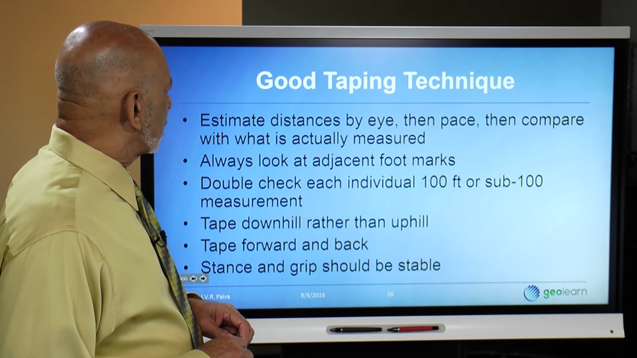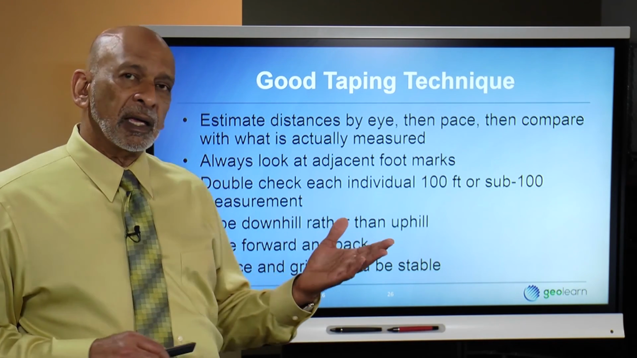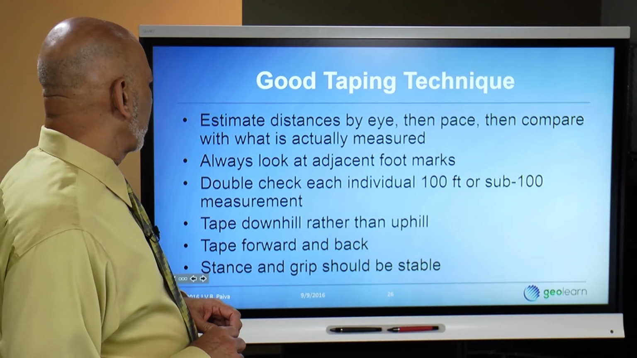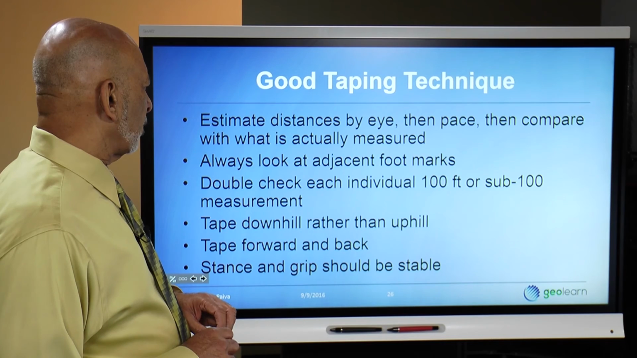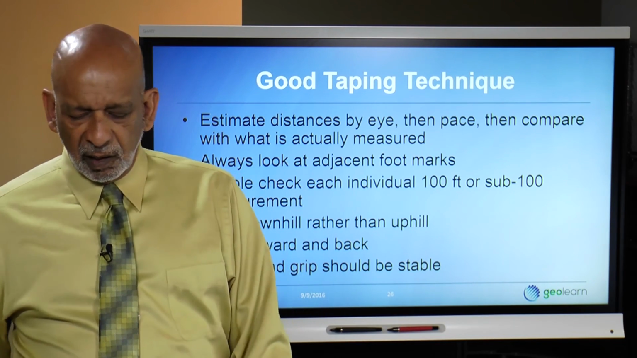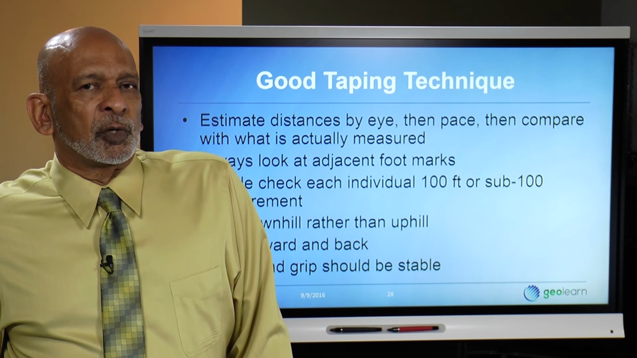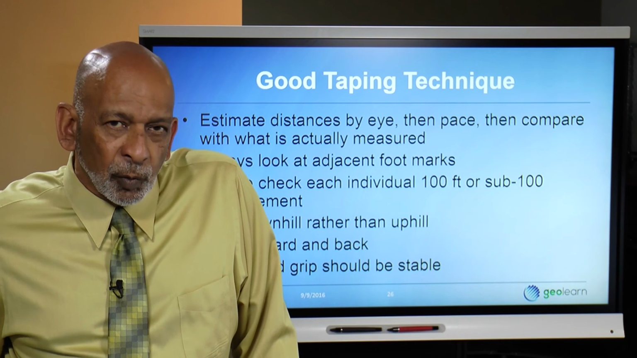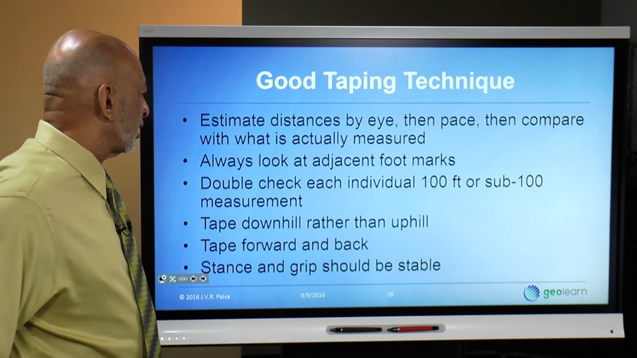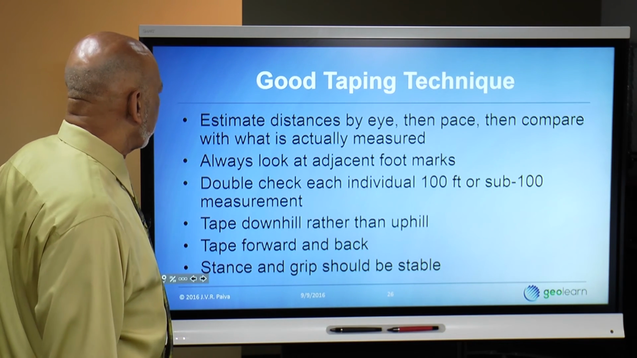The other is if you're taping, or even if you're using a distance meter and it's close by, pace it off. That's one of the reasons for calibrating your pace, and then compare with what is actually measured. One of my favorite sayings is to always tell people, know what the answer is before you actually do it. Now, you don't really know, but you have a pretty good idea what the answer should be so that you can catch those kinds of things. I've already mentioned this. Always look at adjacent footmarks.